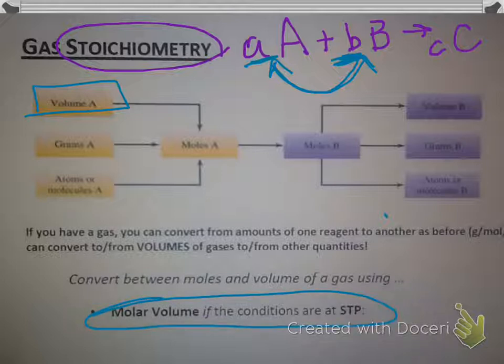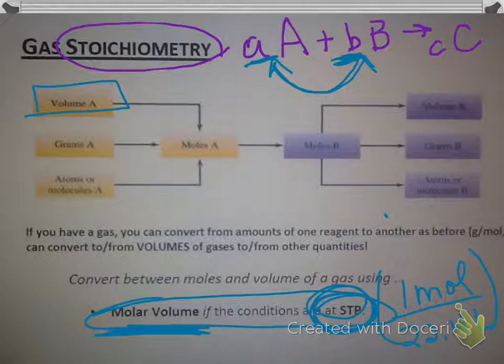standard temperature and pressure of a gas, remember that we always know that 1 mole of a gas is equal to how many liters? It's equal to 22.4 liters of a gas. So when we're at STP, 1 mole of any gas equals 22.4 liters of a gas. Notice we have 2 units in the molar volume quantity. We have moles relating to liters, or volume of a gas. Molar volume can be used at STP for a gas to convert liters of a gas to moles.